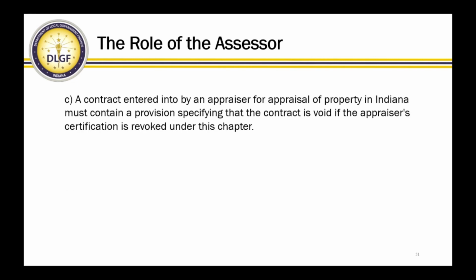A contract entered into by the appraiser must contain a provision specifying that the contract is void. So if you're negotiating your contract with the reassessment vendor, you do have to have that provision in your contract.